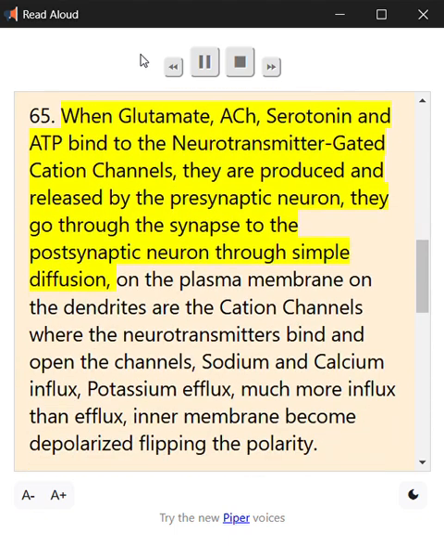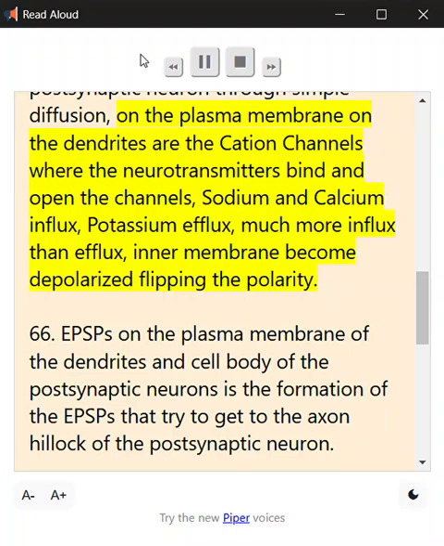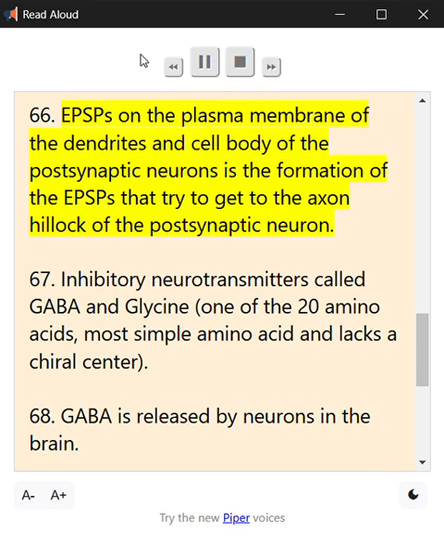65. When glutamate, ACh, serotonin and ATP bind to the neurotransmitter-gated cation channels, they are produced and released by the presynaptic neuron. They go through the synapse to the postsynaptic neuron through simple diffusion. On the plasma membrane on the dendrites are the cation channels where the neurotransmitters bind and open the channels, sodium and calcium influx, potassium efflux, much more influx than efflux, inner membrane become depolarized flipping the polarity. 66. EPSPs on the plasma membrane of the dendrites and cell body of the postsynaptic neurons is the formation of the EPSPs that try to get to the axon hillock of the postsynaptic neuron.